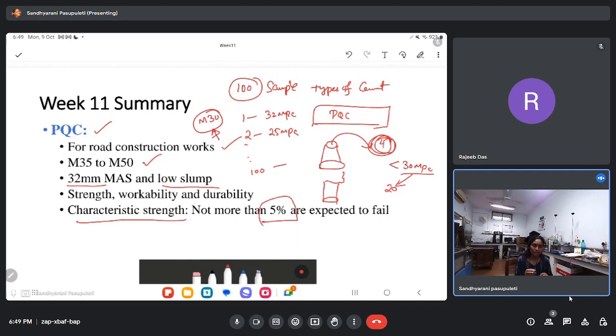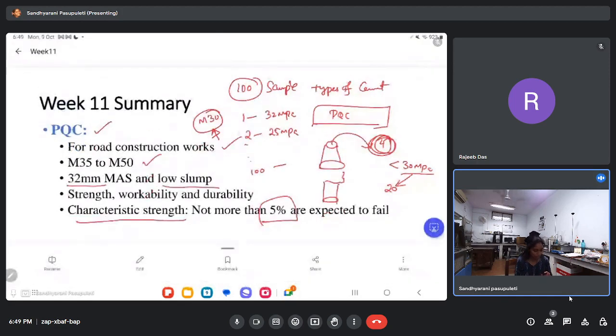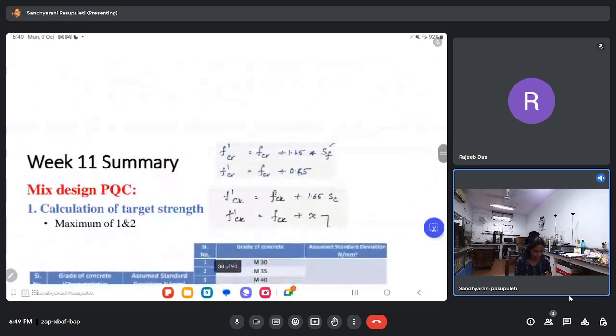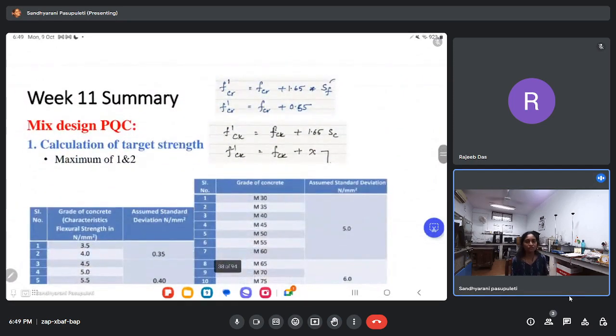So what is that strength? That strength, where only 5% is the maximum percentage of material that can fail, is called the characteristic strength. Because all our design starts with the characteristic strength. So even though let us say my characteristic strength is 30 megapascals, I would not be designing for 30. We are supposed to design for higher reliability or some extra strength, so that considering all variability, at the end our material or pavement or concrete is able to take the real compressive or characteristic strength.